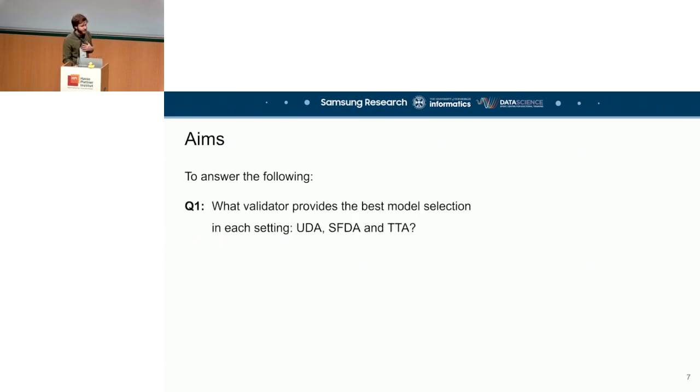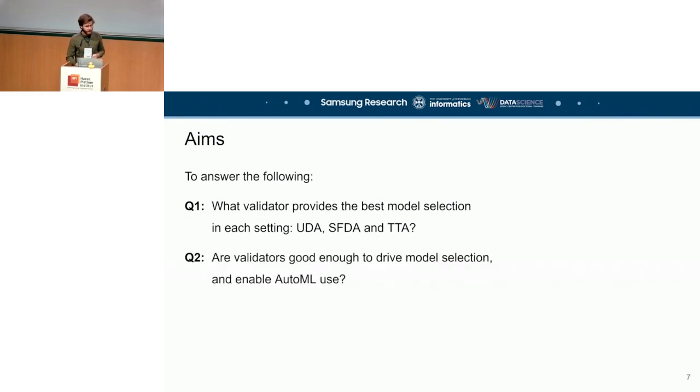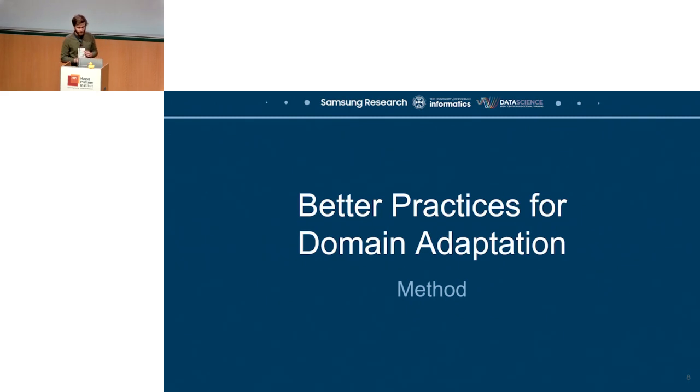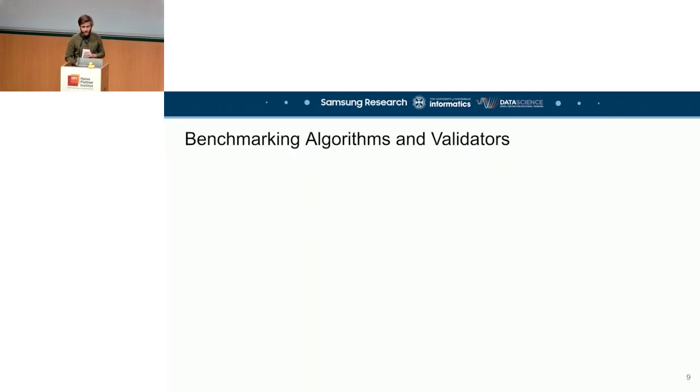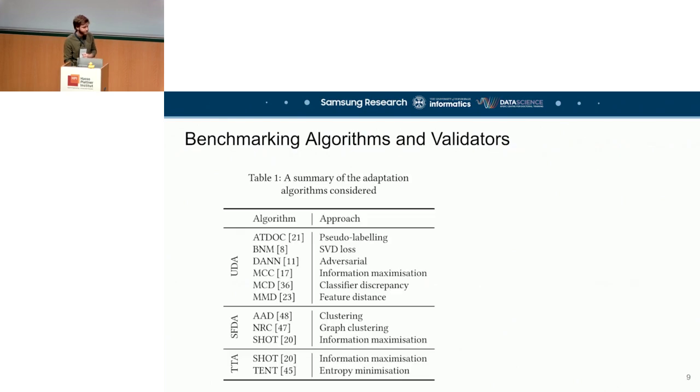So the aims of our paper are to answer the following. What validators provide the best model selection in the three different settings of UDA, SFDA, and TTA? And also, are these validators actually good enough to drive model selection within some AutoML pipeline? For our method, we decided to perform a big benchmark. We chose hyperparameter optimization to be the AutoML algorithm that we are going to focus on in this pipeline.